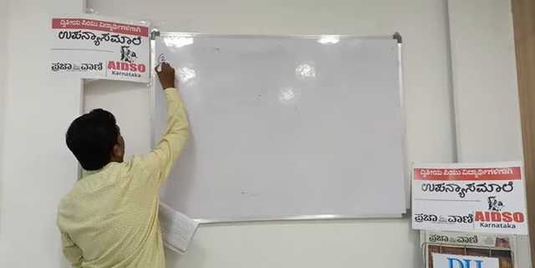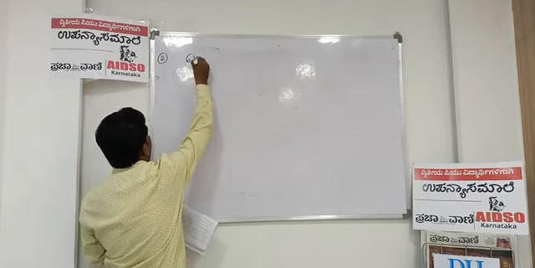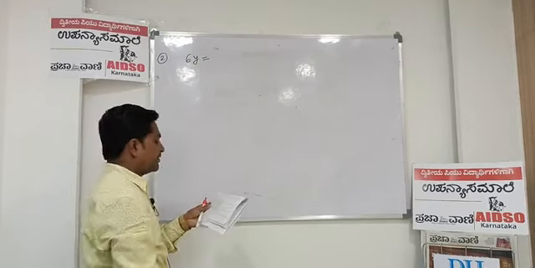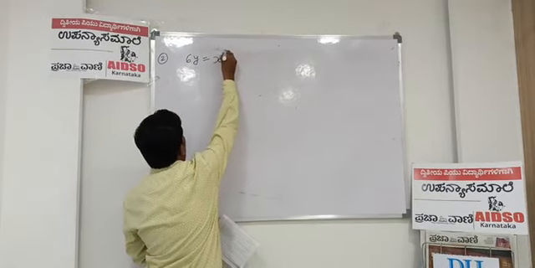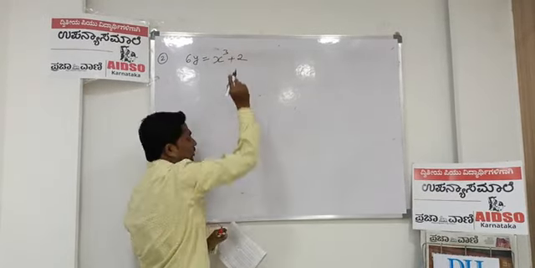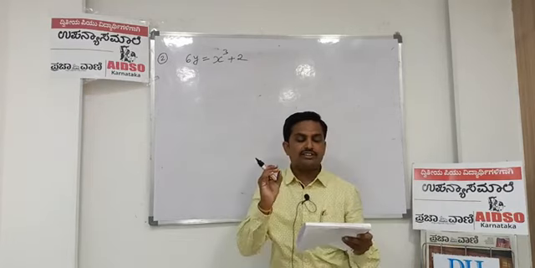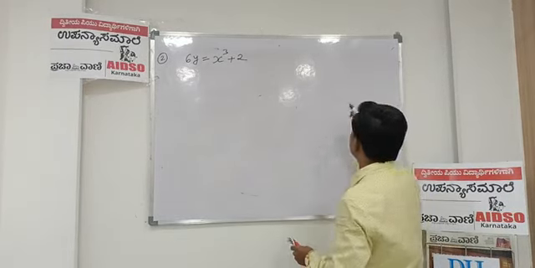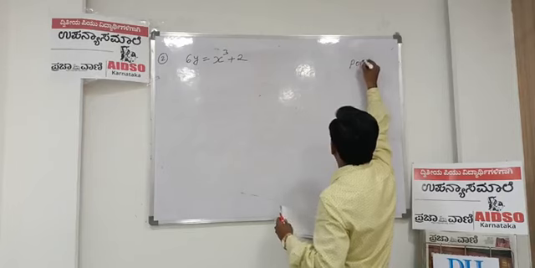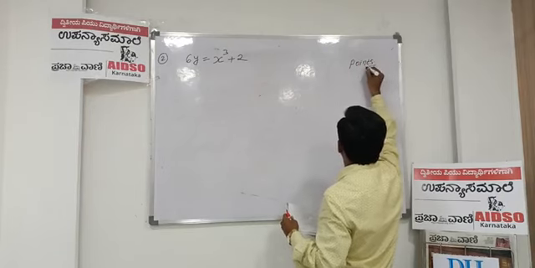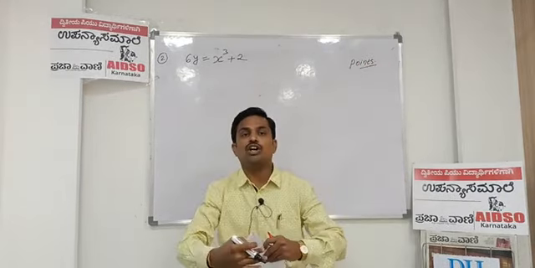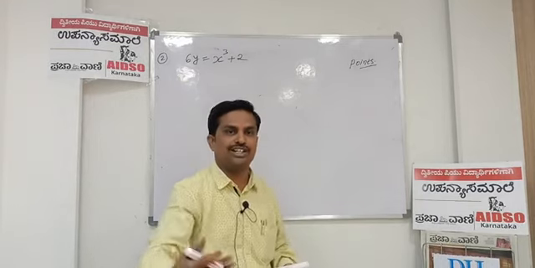The curve equation is given, and what is the curve equation? 6y is equal to x cube plus 2. Find the points. Points means what? Here, because of this term, we may get one or more points.